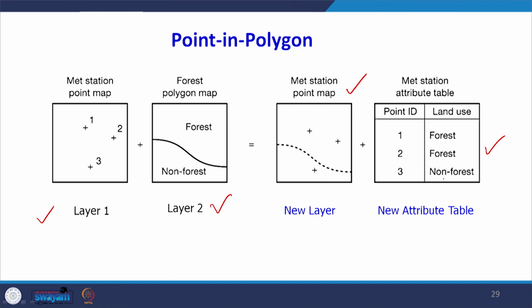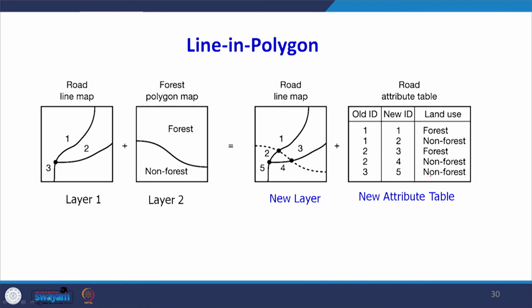So, I will have a new layer created, and a new attribute table will be created when we have point in polygon overlay. The second category here is the line in polygon. So, one map is the road map.